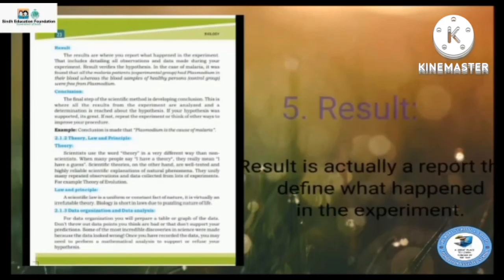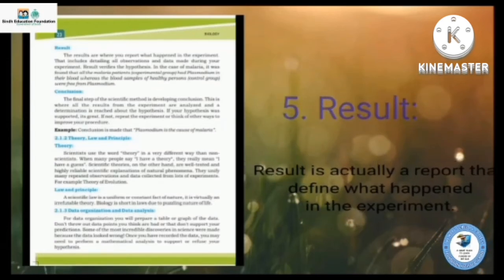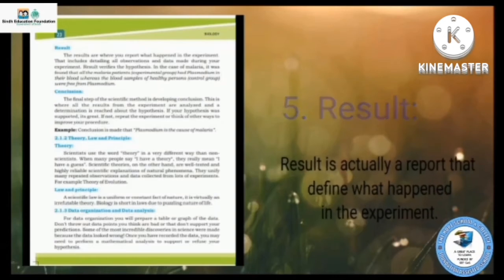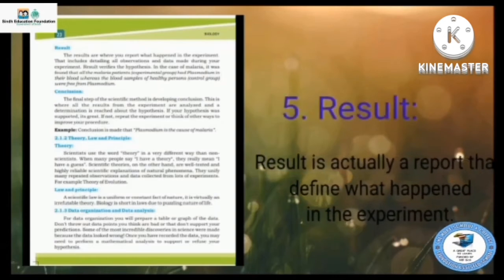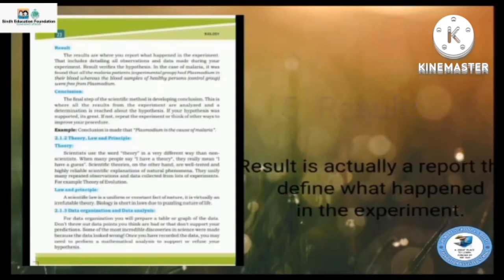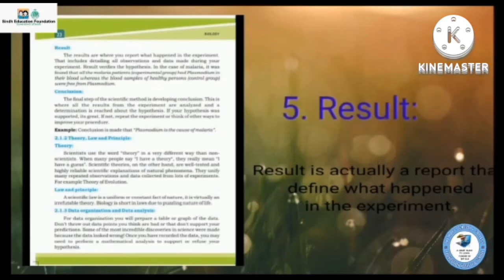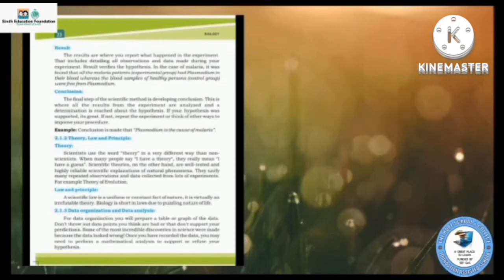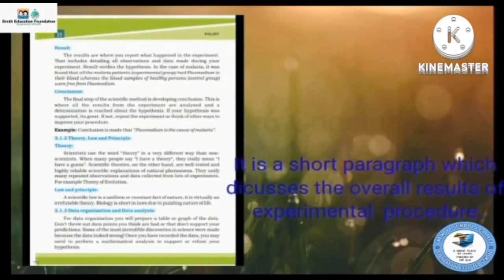And number 5 is result. Result is actually a report that defines what happened in the experiment. Result verifies the hypothesis, and result includes the observation and data made during the experiment.